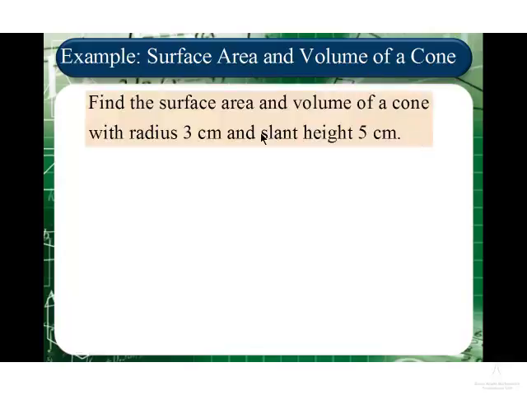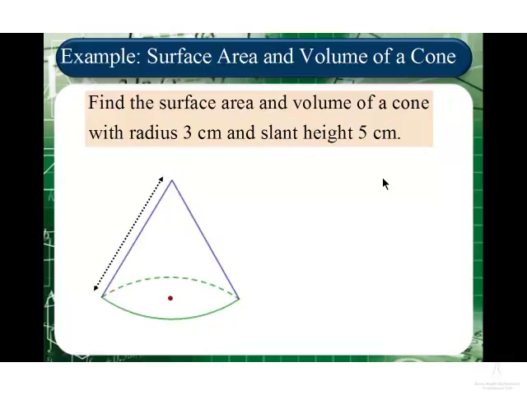Let us consider an example where we calculate the surface area and the volume of a particular cone. Question is, find the surface area and volume of a cone with radius 3 centimeters and slant height or slanted height 5 centimeters. Now here we have the cone, the construction of the cone. As we can see, the slanted height, let's denote that by s, is 5 centimeters, it's given. And also the radius in this case is given as r equal to 3 centimeters.